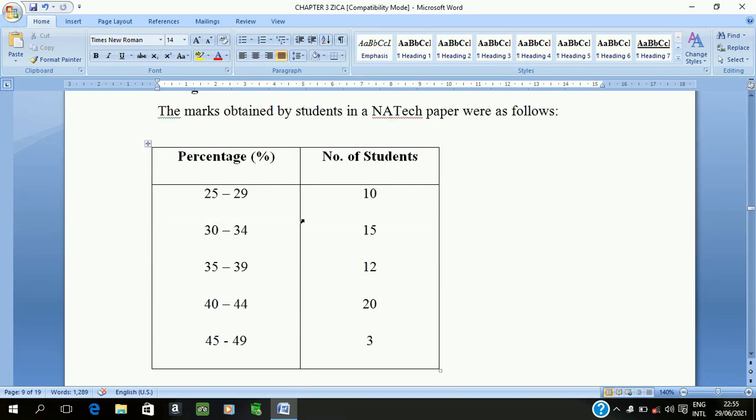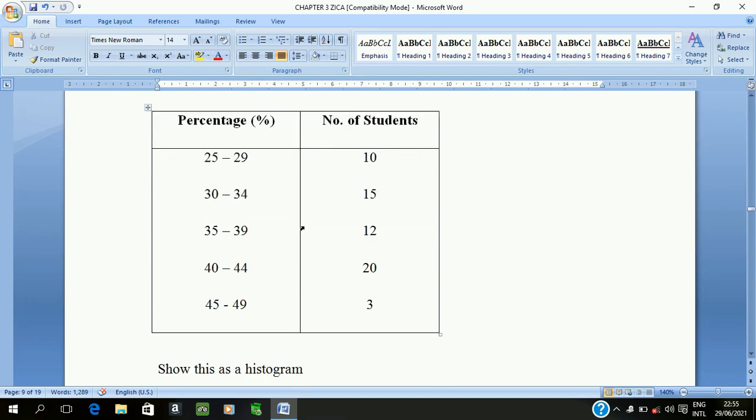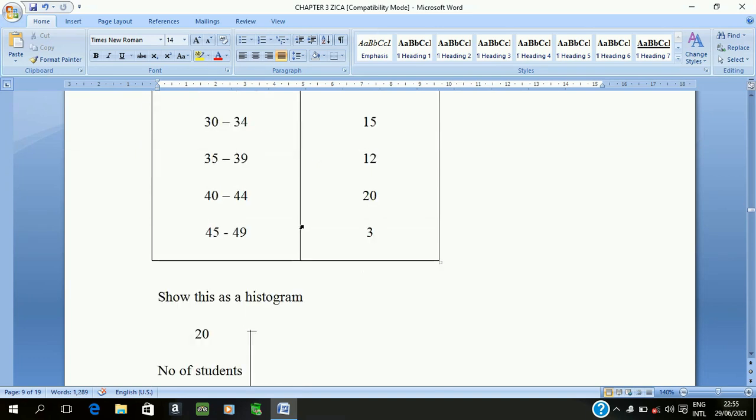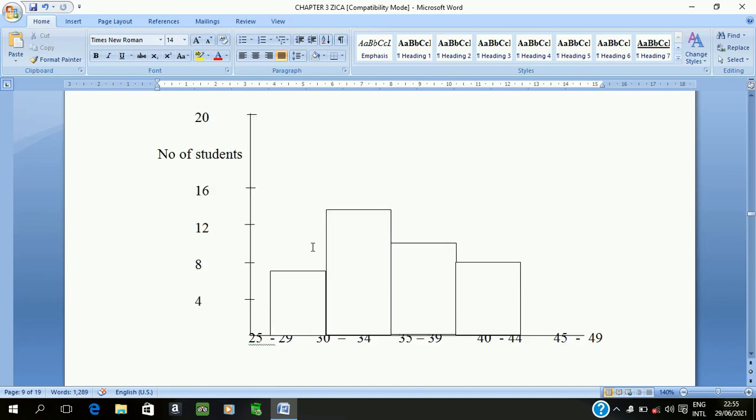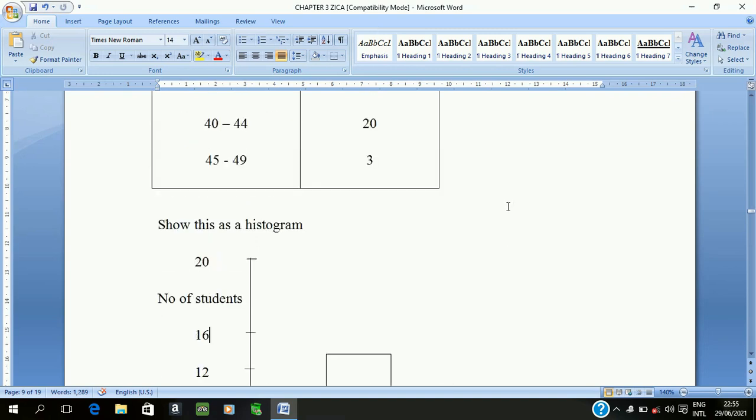A histogram is in the category of bar charts, but these are bar charts where the bars are joined together. We call it a histogram. Simple bar chart, we have bars that are separated. They are non-joining bars. In a histogram, you have joining bars like this. So if you look at the graph we are referring to, there is no space between the bars. So that one is called a histogram.